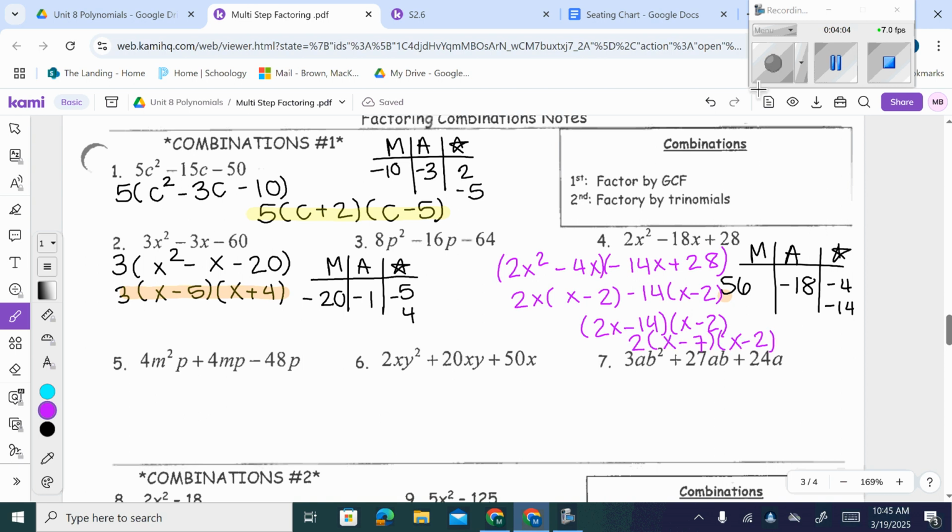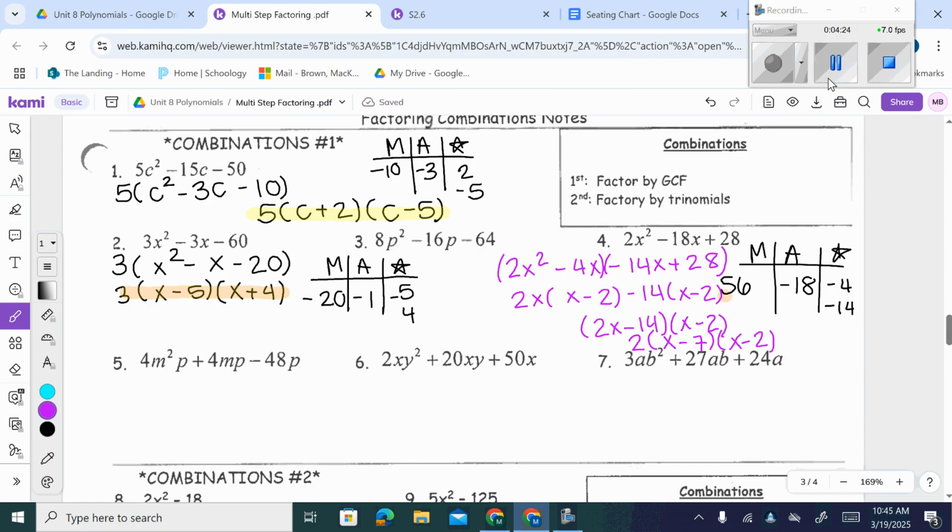So do you see how it's a whole lot more work if you don't take out the GCF at the beginning? So I would recommend, what should you check for first? GCF. Yeah, it just makes your life a little bit easier. All right, I want you to do number 5 in your group. Just start by taking out your GCF, okay? If that's all you can do, just start by taking out your GCF.